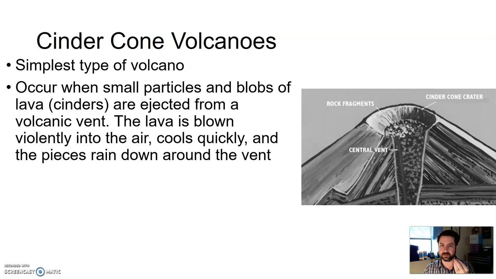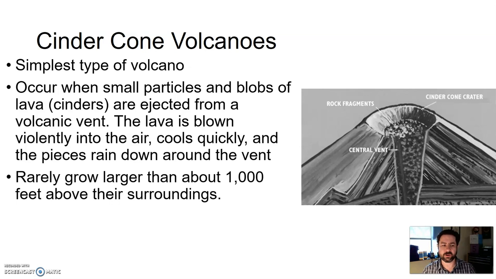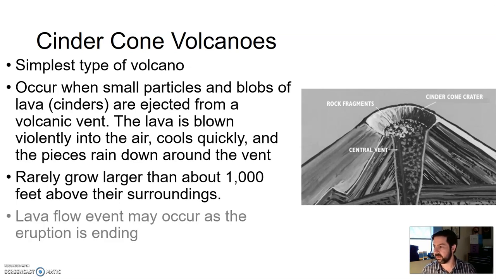Small blobs of lava called cinders are ejected from a volcanic vent. The lava is blown violently into the air, cools quickly, and then all these little pieces rain down around the vent and build up this cone called a cinder cone. It's made of cinders, a lot of loose material, so they're actually pretty hard to climb up. Again, they rarely grow bigger than about 1,000 feet or so.